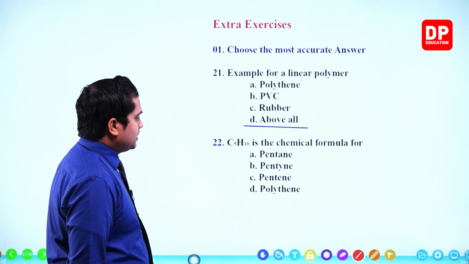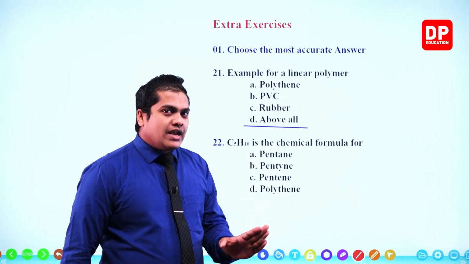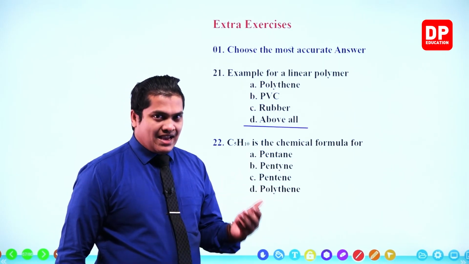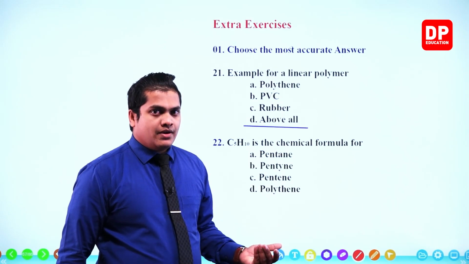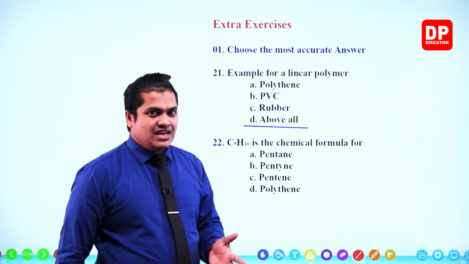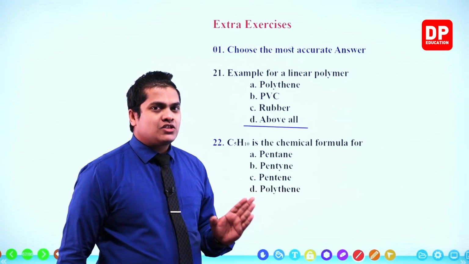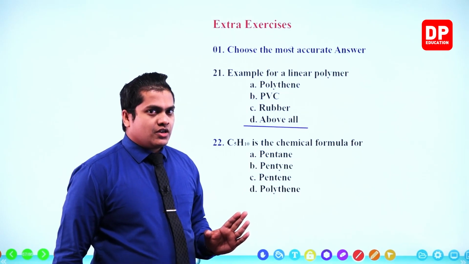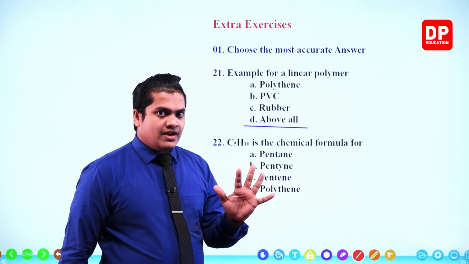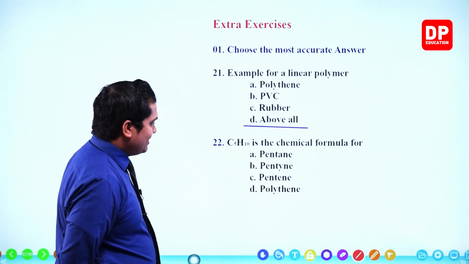C5H10. So here the carbon count is 5, and the hydrogen count is 10. That means exactly 2 times the carbon atoms. So this should be an alkene, not an alkane, okay? In order to be an alkane, it should be 2n plus 2. So my dear children, this is pent, as there are 5 carbon atoms, and ene. So go for the answer pentene.